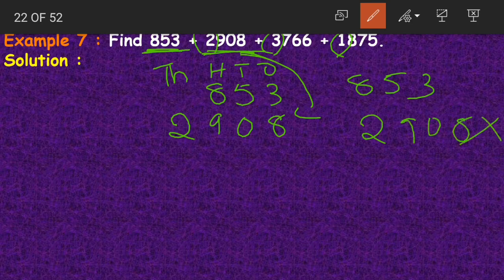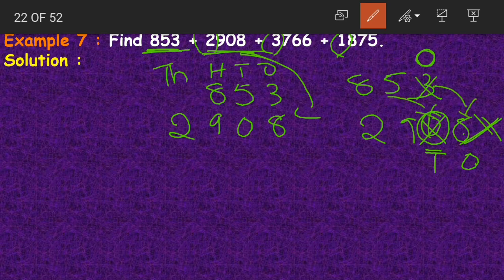This will be wrong, right? 3 here is at ones place, so this will be the ones place. But here 0 is in tens place. 8 is in ones place, 0 is in tens place. I cannot add ones and tens together here. I should add ones with ones only, tens with tens only. Yes children, so that is why I am writing this number from here.